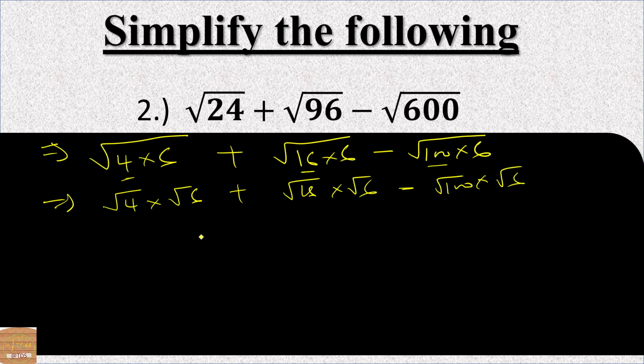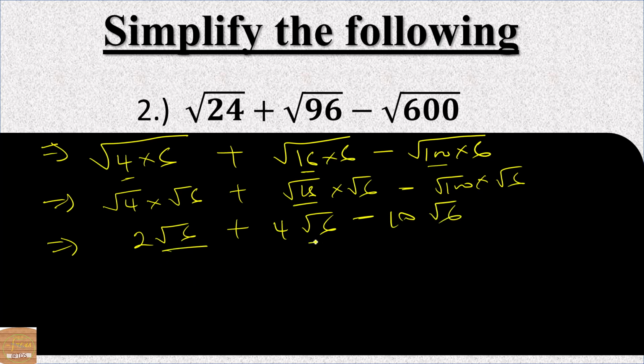So the square root of 4 is 2, so 2 times root 6 is 2 root 6, plus, and this one is 4. So we have 4 root 6, and 100 is 10, 10 root 6. We have root 6, root 6, root 6. So let's look at the coefficients. So we have 2 plus 4 minus 10 root 6.